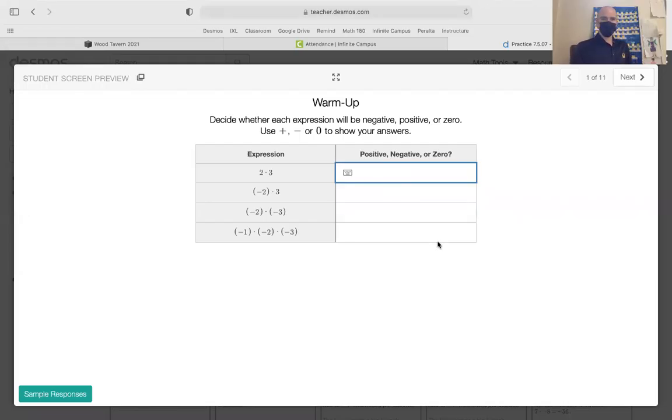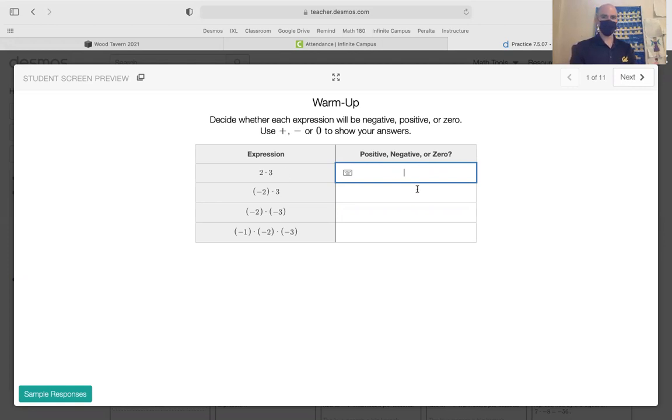All right, so let's do the lesson 5, or unit 5, lesson 7 practice problems. Starting with the warm-up, we're only asked to indicate whether these questions result in a positive, negative number, or 0. And this is just basic practice of the rules that we've been learning.